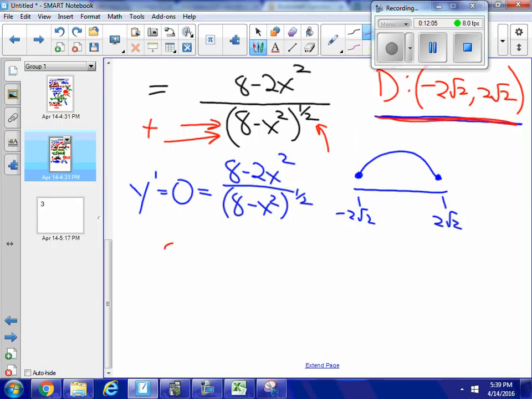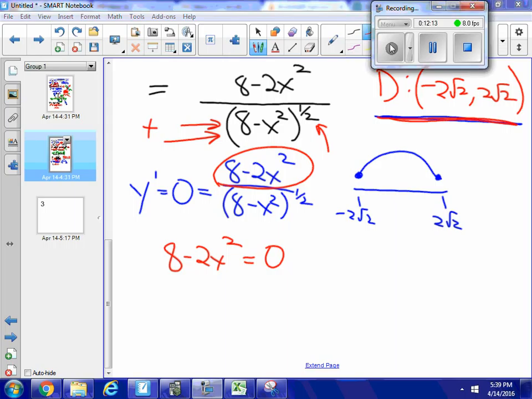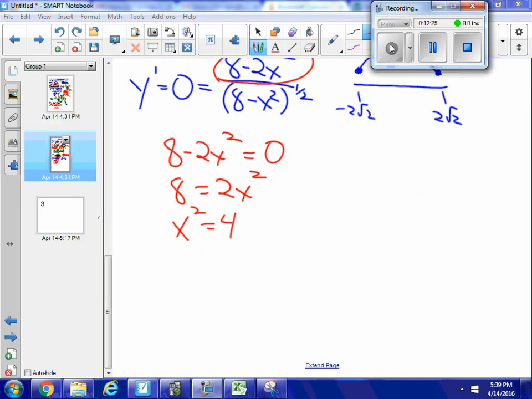So what I need to find out is where 8 minus 2x squared, my numerator here, is equal to 0. Well, I can do that. I'm going to have 8 is equal to 2x squared. I just moved the 2x squared to the other side. I have x squared is equal to 4. So I find that x is equal to plus or minus 2. So where x is equal to plus or minus 2, that is where I'm going to have a critical point, which is also going to be stationary because the derivative is equal to 0.